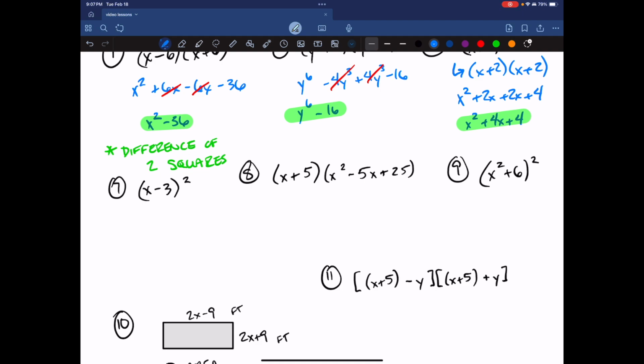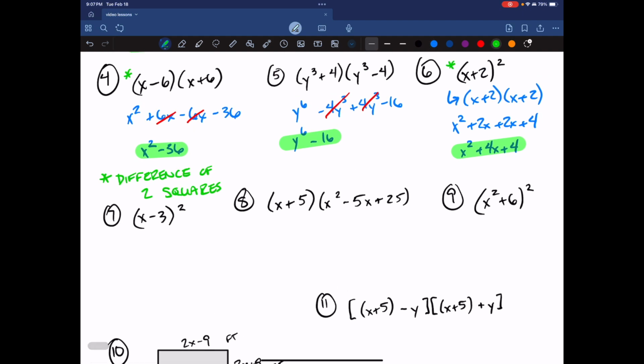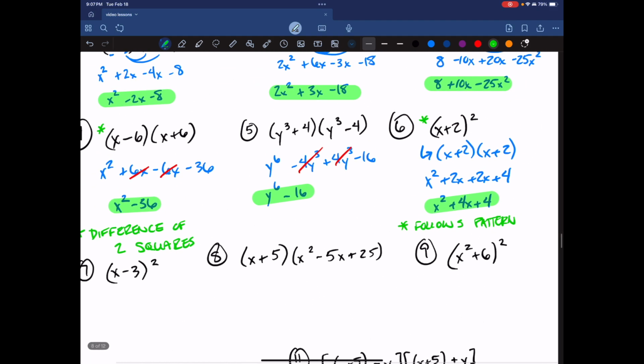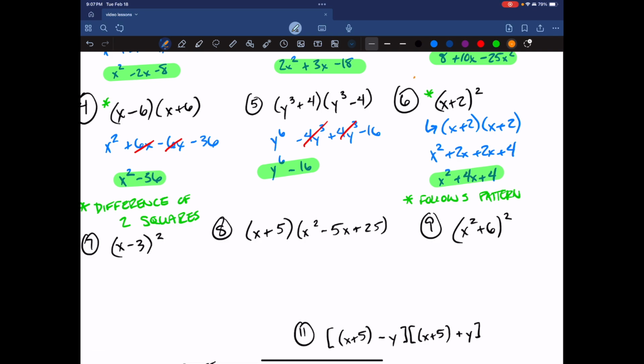I said this one's special because it follows a pattern. This one, 6 and 7 both follow a pattern. And that pattern is this. If you have a plus b all squared, it's going to follow the pattern of a squared plus 2ab plus b squared, which means you're going to square your first term, square your last term. That part's true, but you have that middle term, and you take your two factors inside the binomial, multiply them together, and double it. So just watch out for the sign.